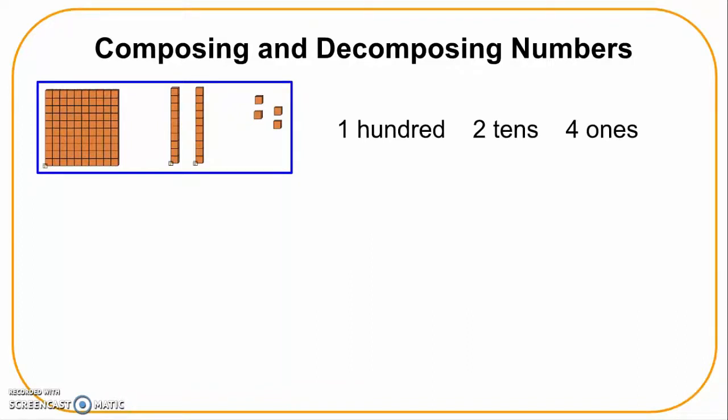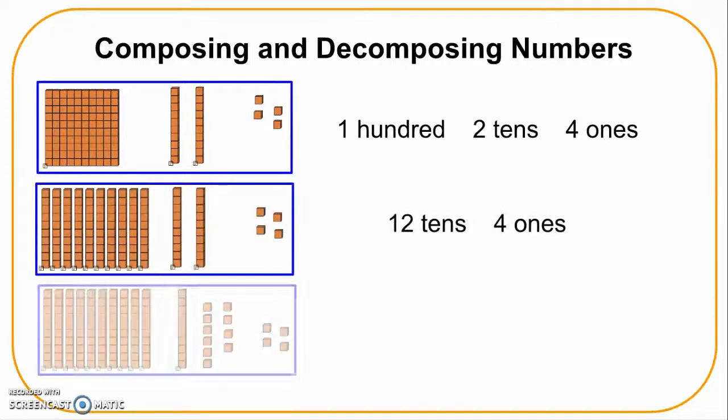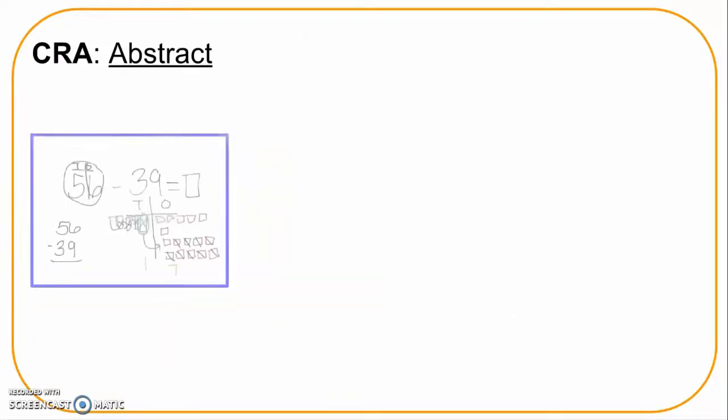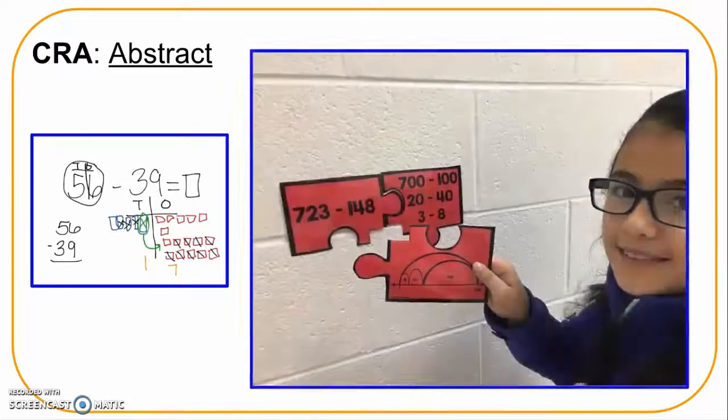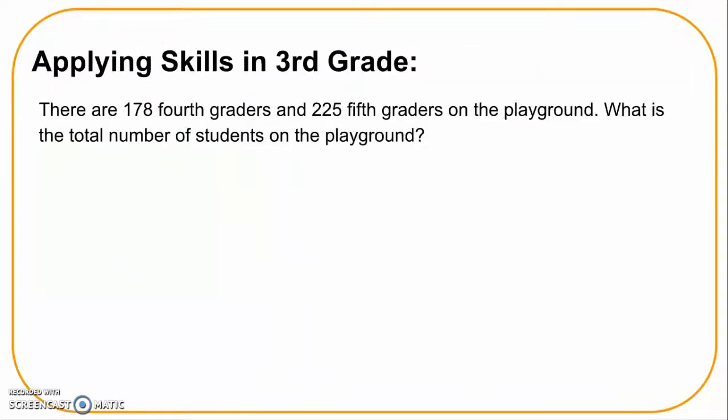100, 2 tens, and 4 ones is the same as 12 tens and 4 ones, as well as 11 tens and 14 ones. With a strong foundation in number sense and flexible thinking, 3rd grade students then move to more abstract applications without models. They may represent and explain their thinking in a variety of ways.